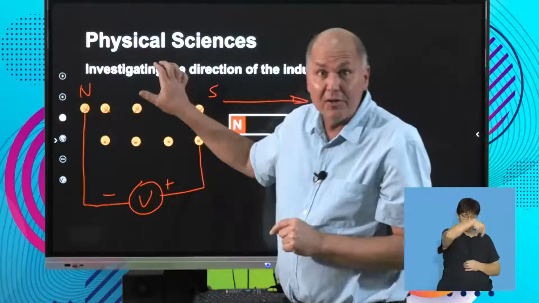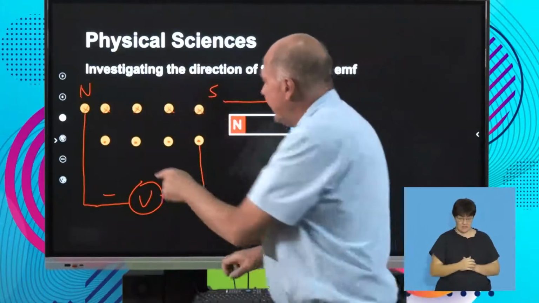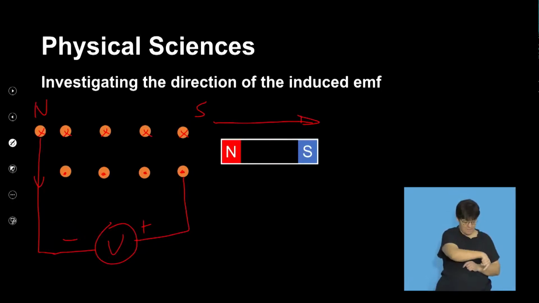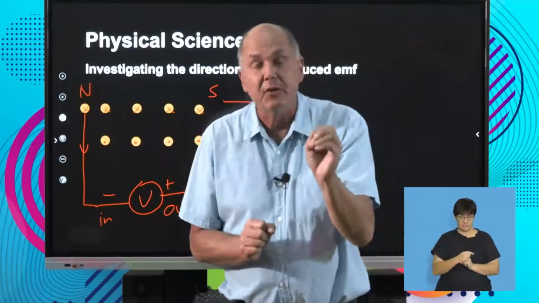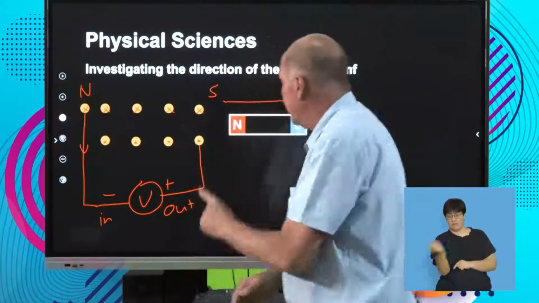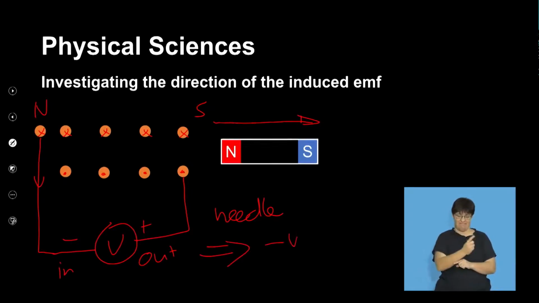And if the current goes in on this side, then we recognize that it's going to go down here and it's going to go in at the negative. And if it goes in at the negative and out at the positive, in which direction is the needle going to go? Well, we said if it goes in at the positive and out at the negative, then it will go in the positive direction. So in this case, the needle will be deflected to the negative, will go negative.